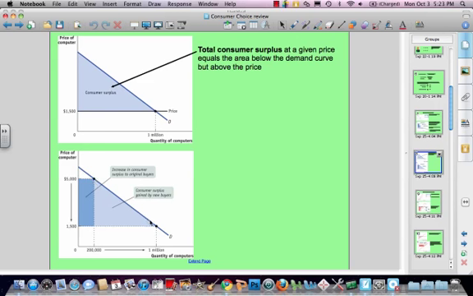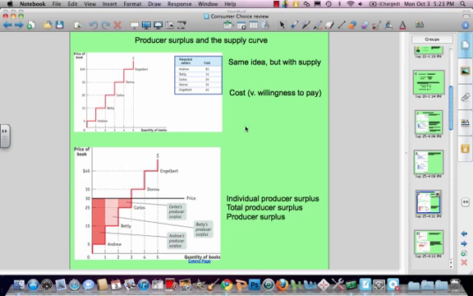When there is a decrease in price, you get not only an increase in consumer surplus from those original buyers, you also get a new consumer surplus gained by the buyers that were not in the market who are now in the market. Let's flip over to suppliers and the supply curve.